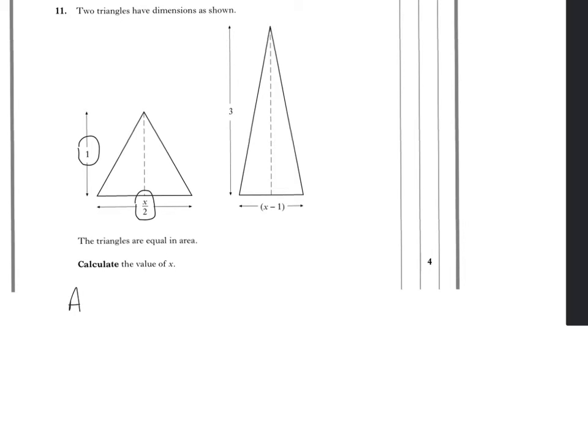So area of a triangle, half times base times height. Again, the base is x over 2, so that's a half of x over 2 multiplied by the height, which is 1. 1 times x is x, 2 times 2 is 4, so we've got x over 4 times 1, and that's just x over 4.